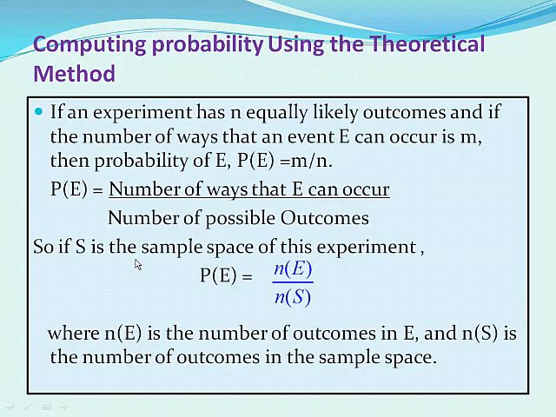Computing probability using the theoretical method. If an experiment has n equally likely outcomes, and if the number of ways that an event E can occur is m, then the probability of E, written as P of E, is m divided by n. That means the probability of E is the number of outcomes in E divided by the number of outcomes in the sample space. So we can have this formula here, P of E equal to N of E divided by N of S.